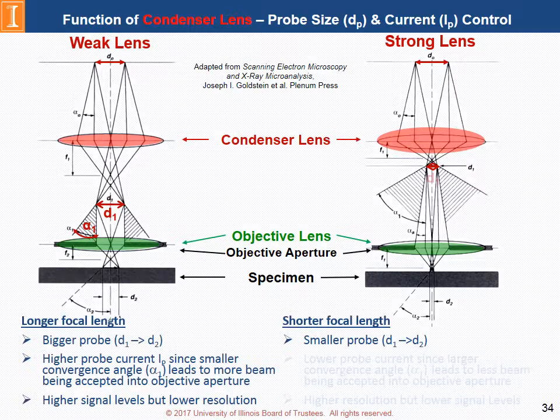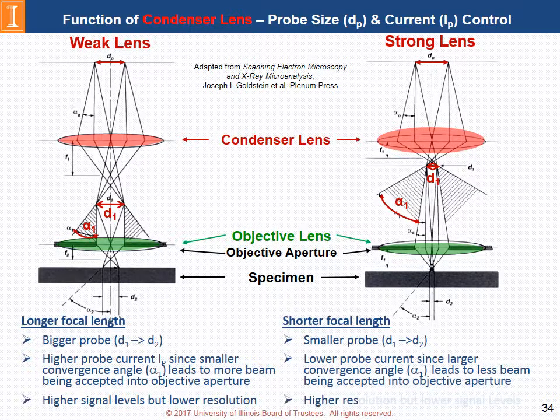If the condenser lens is strong, we are getting a shorter focal length. In this case, the electron source is highly demagnified. Therefore, the probe obtained is smaller.